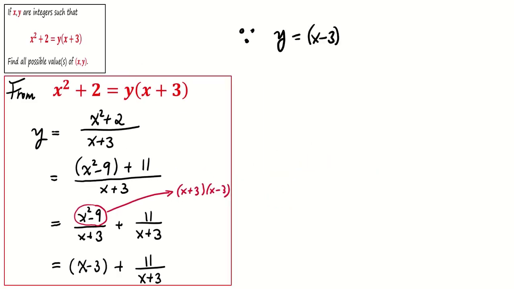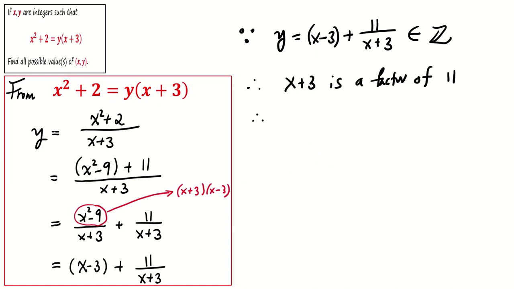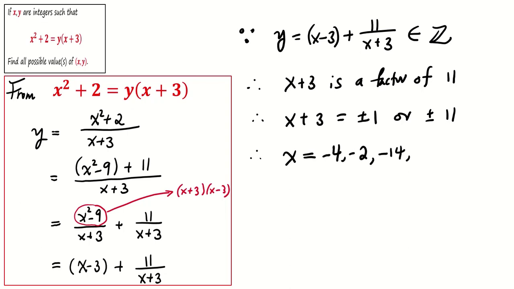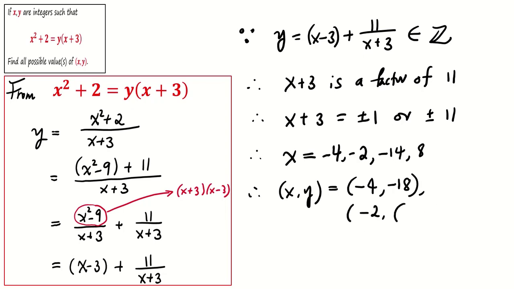Since y is an integer, we know that x plus 3 is a factor of 11. This means that x plus 3 can be equal to plus or minus 1, or plus or minus 11. Solving this equation, we find x equals negative 4, negative 2, negative 14, or 8. Hence, the values of (x, y) are the same as in method 1. That is (negative 4, negative 18), (negative 2, 6), (negative 14, negative 18), and (8, 6).